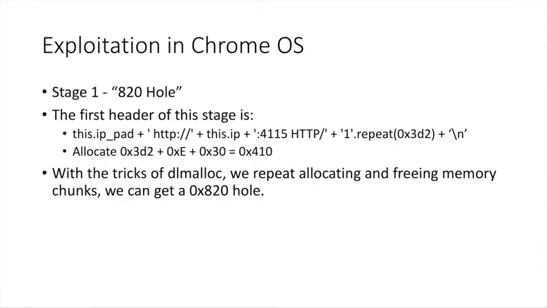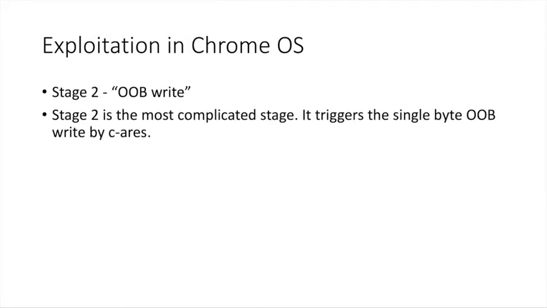The first stage is called 820 hole. With the tricks of dlmalloc, we repeat allocating and freeing memory chunks. We can get a 820 hole in the memory. Here are the steps to get the hole. The red means we allocate a chunk, and the green means we free a chunk.